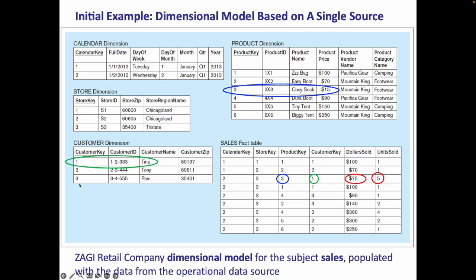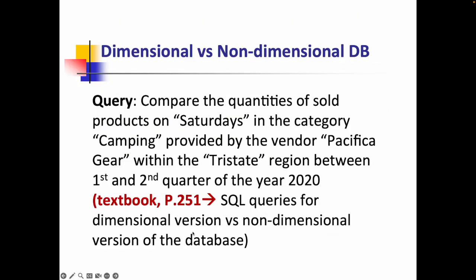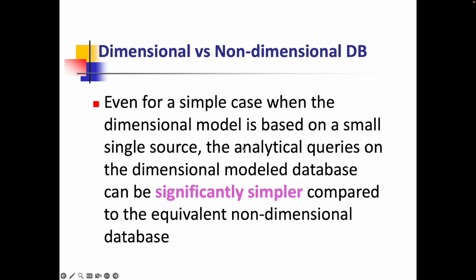Is this clear? Okay. And this is just one example. If you want, you can refer to your textbook, page 251. There is an example of a query showing how it would be executed in dimensional modeling with a star schema, or with a non-dimensional normalized database, okay? And then you can see that multi-dimensional modeling makes the queries much simpler, more readable and faster. Maybe we'll do it next session when I have more hands-on.